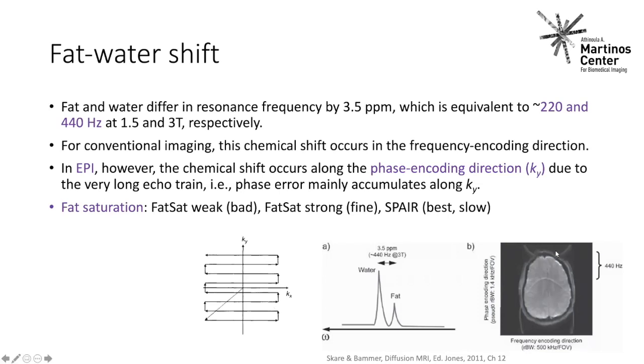And you can see in EPI, because of the long echo train, the fat-water shift can be like 30%, 40% of the field of view. So you have to do fat saturation. If you don't do it, then the fat signal will contaminate into the brain.